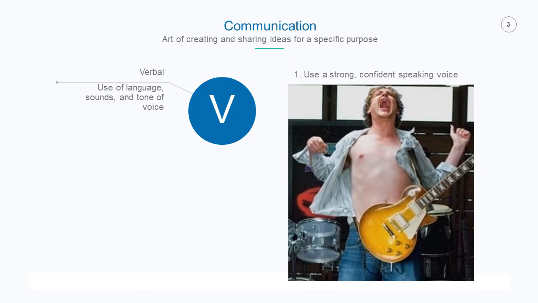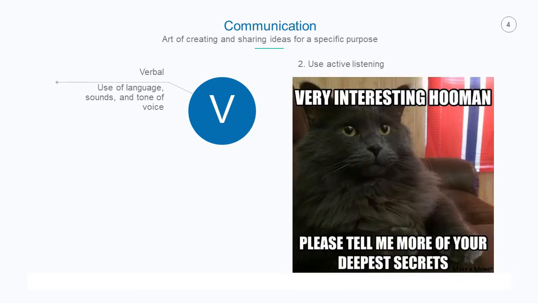1. Use a strong, confident speaking voice, especially when presenting information to a few or a group of people. Be sure to use a strong voice so that everyone can easily hear you. Be confident when speaking so that your ideas are clear and easy for others to understand. 2. Use active listening. The other side of using verbal communication is intently listening to and hearing others. Active listening skills are key when conducting a meeting, presentation, or even when participating in a one-on-one conversation. Doing so will help you grow as a communicator.